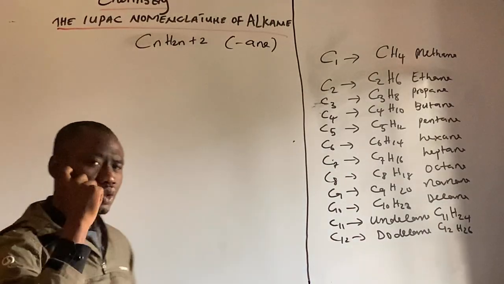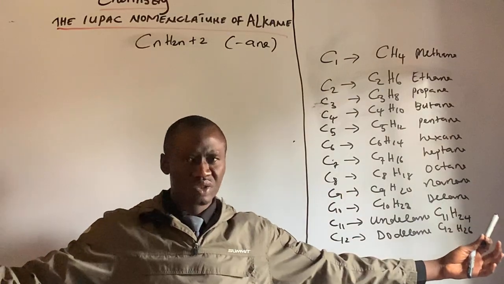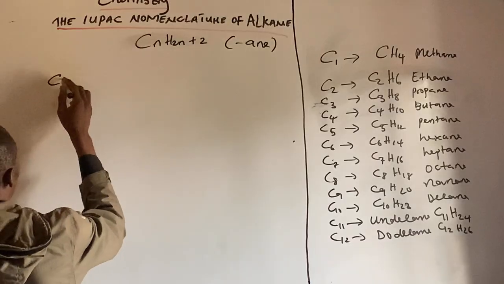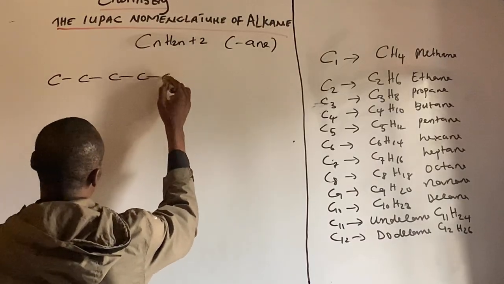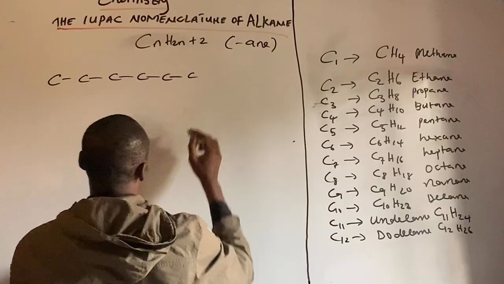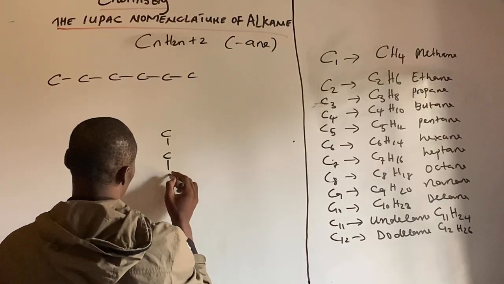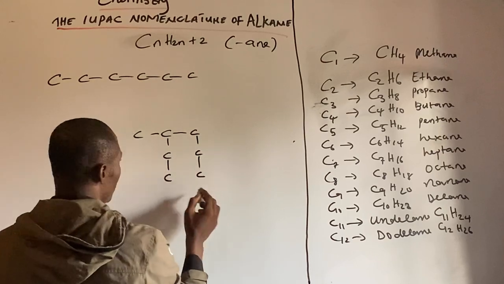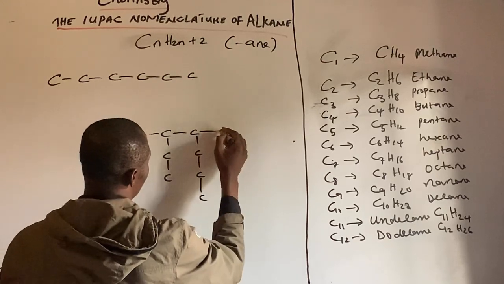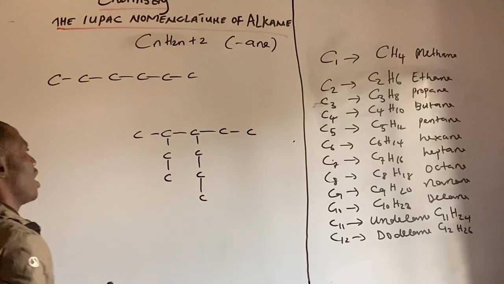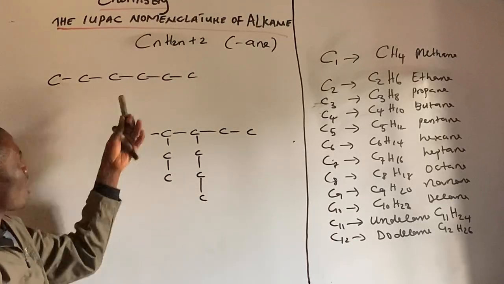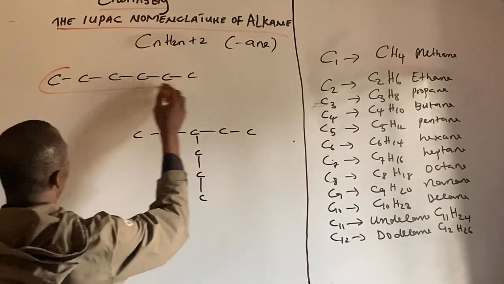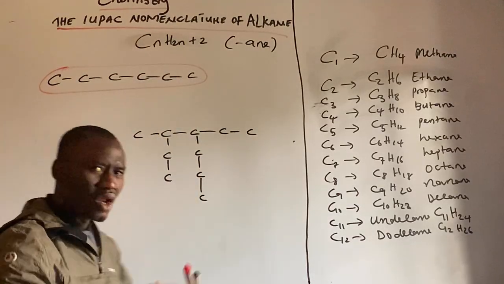Now, the next thing to do is to look for the longest continuous chain of carbon atoms. Let's say we have these 1, 2, 3, 4, 5, and let's say we have these 1, 2, 3, 4. We have this now. If you have these as a compound, what's the longest chain? Of course, the longest chain here is obviously this one, the longest continuous chain.